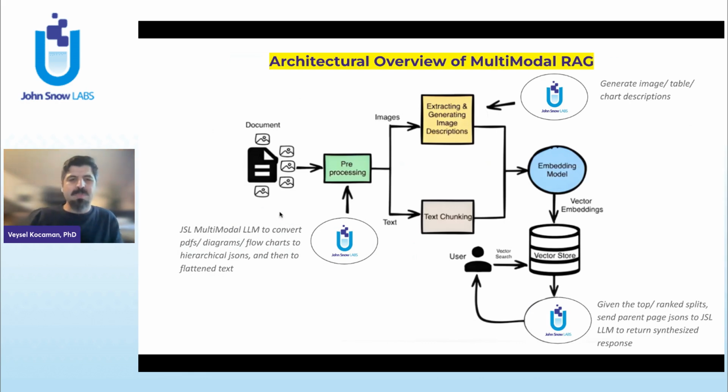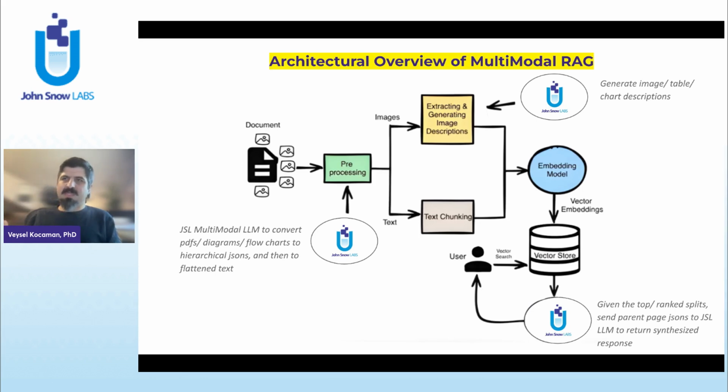So we have the source documents. Let's say we have 3,700 CPGs. We process them first using a multimodal LLM, because we need to convert the PDFs, diagrams, and flowcharts to hierarchical JSONs and then flattened text, because we need to get the embeddings of this text. But CPGs are diagram heavy, text heavy, table heavy. So that's why we need a better representation of these non-text modalities. That's why we need to generate image, table, and chart descriptions, as well as flattened text from the flow, so that we can index.